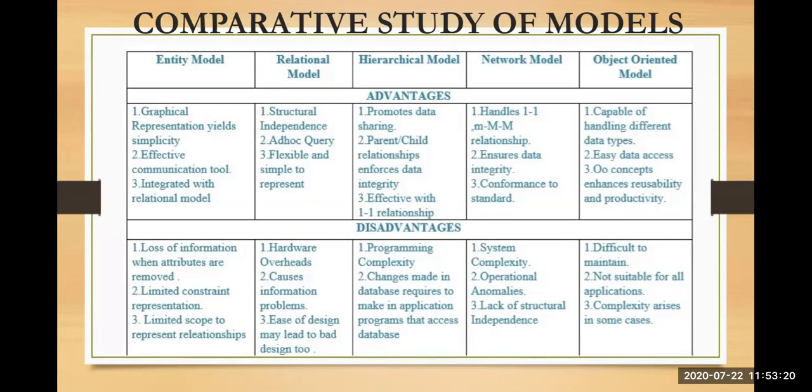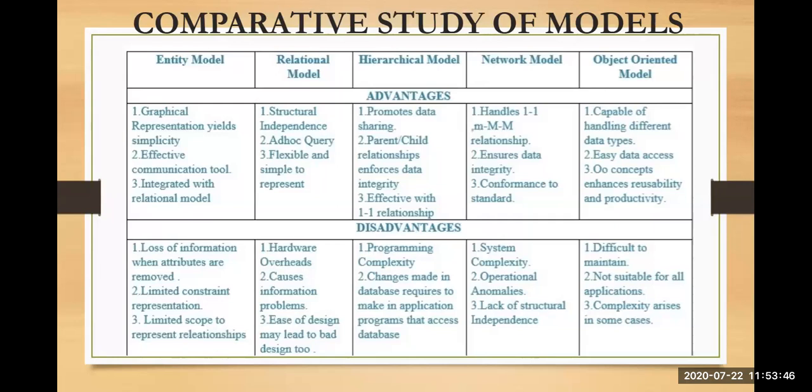So it can handle one-to-one also and it can handle many-to-many also. Next, it also ensures data integrity because whatever data you are entering, it makes sure that the data is correct, the data is complete. Third, it conforms to standard. Conformance to standard means what? There can be multiple parental relationships. It always makes sure that it follows the standard and it doesn't violate the rules.